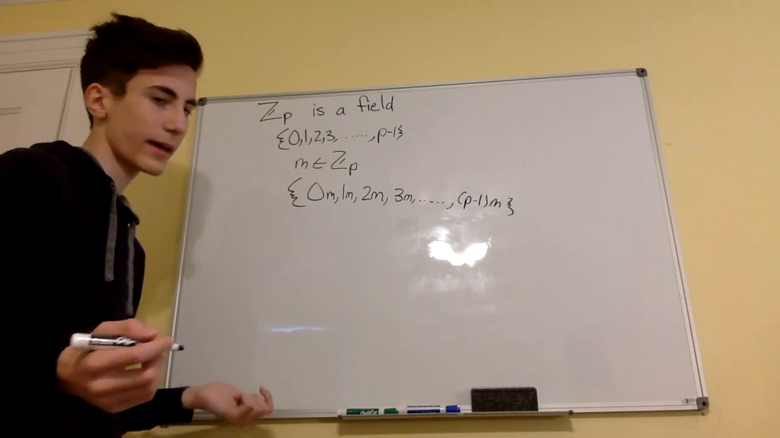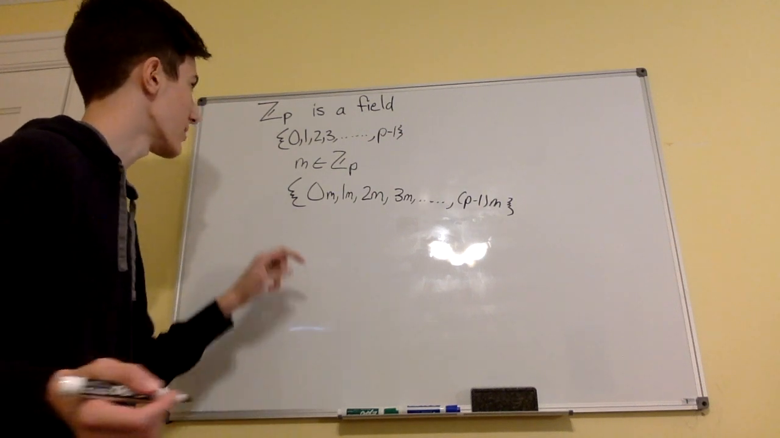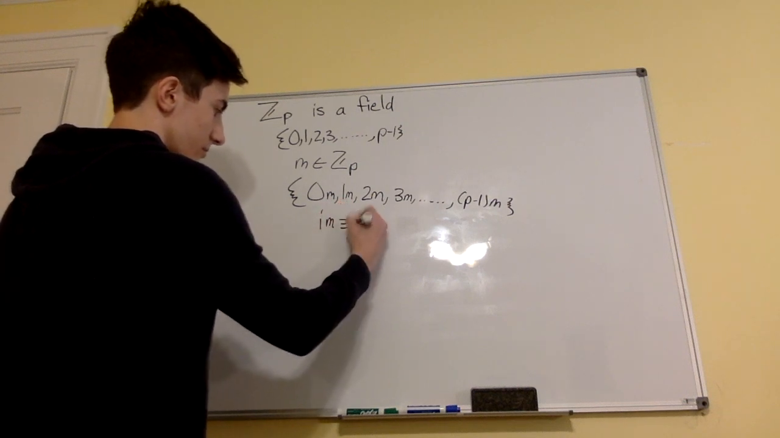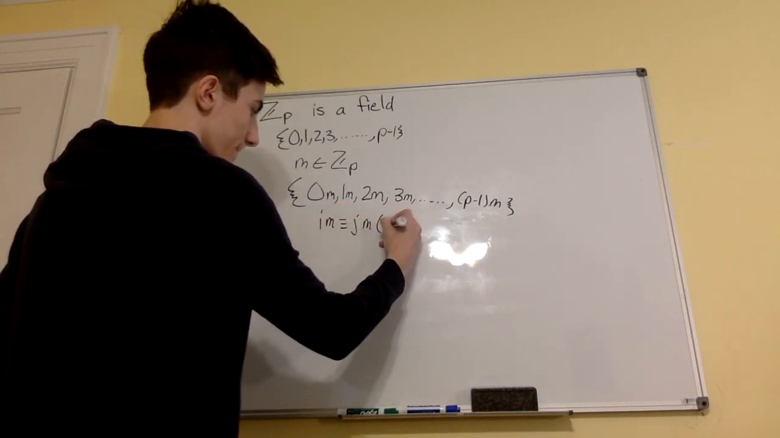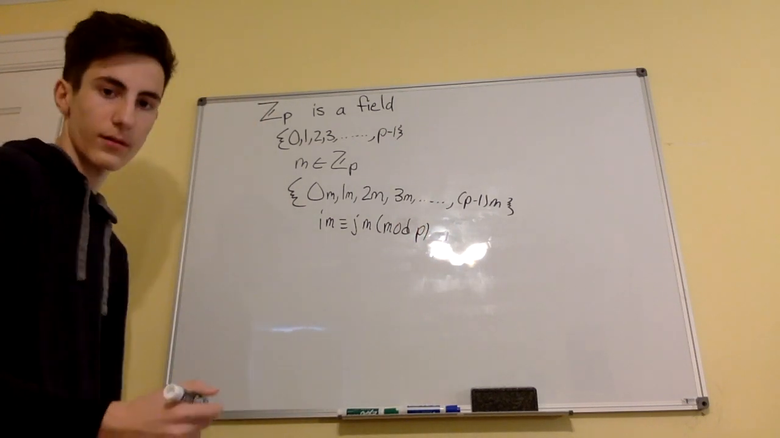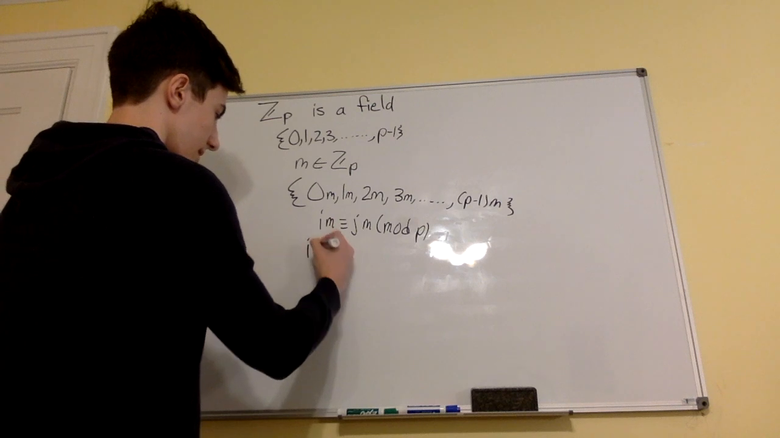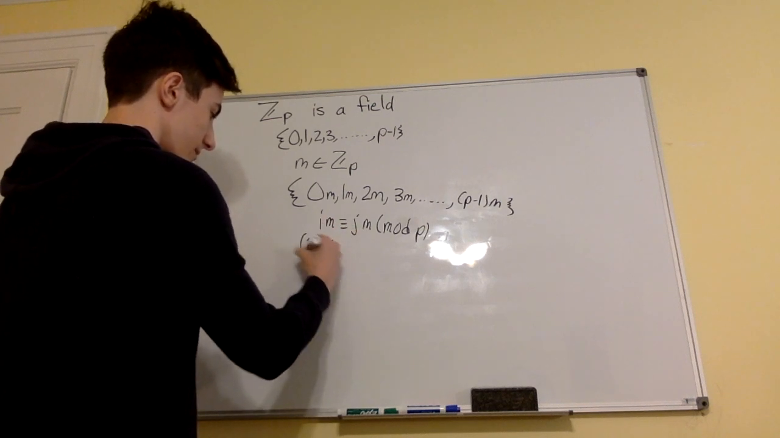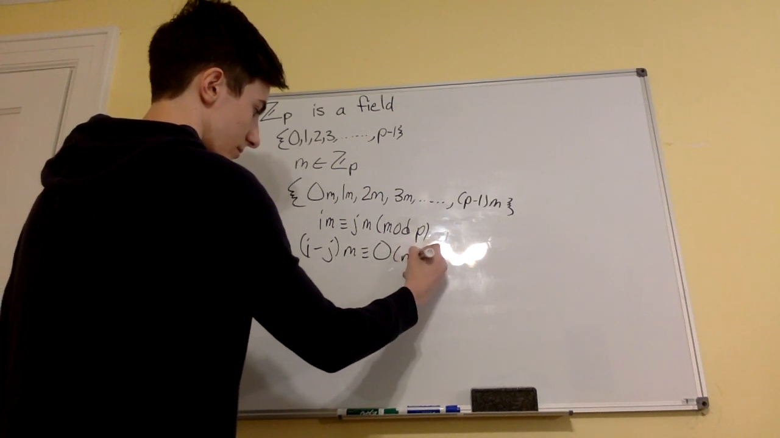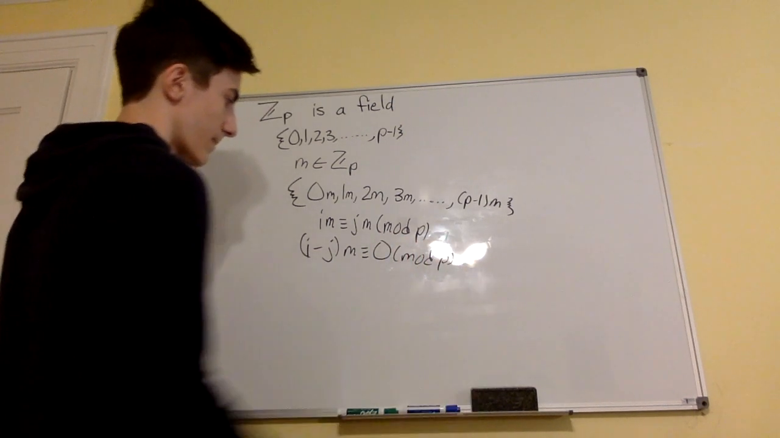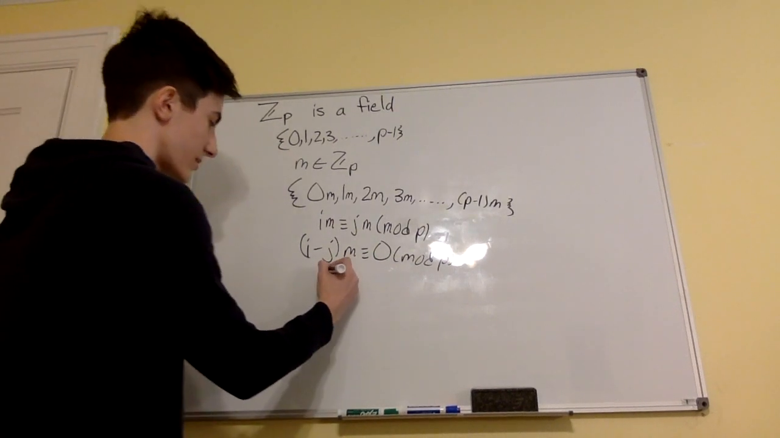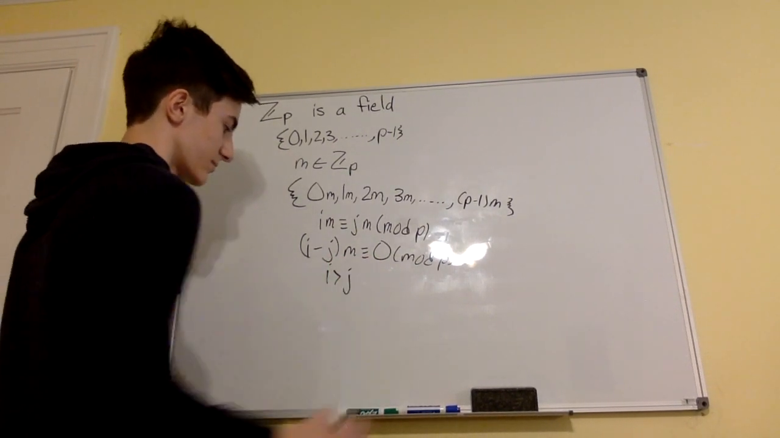So let's say IM and JM are equal in the field. So IM is congruent to JM mod P. So we can rewrite this as (I minus J) times M is congruent to 0 mod P. Okay, from here, let's just say I is greater than J for simplification.